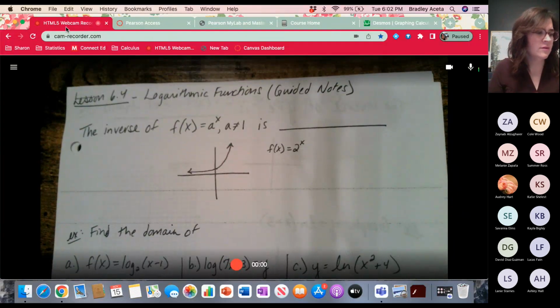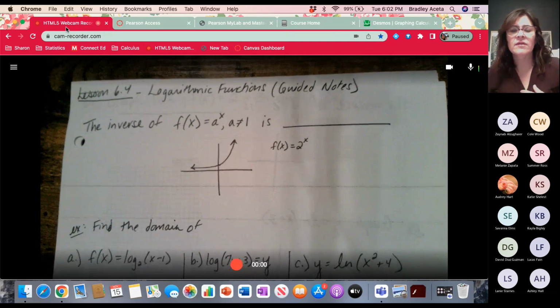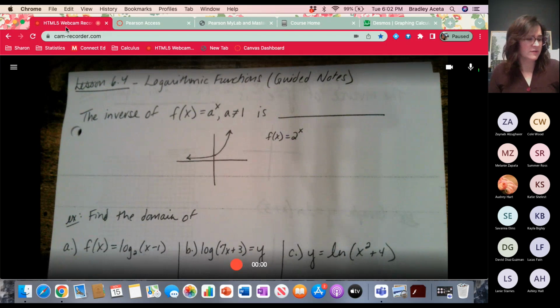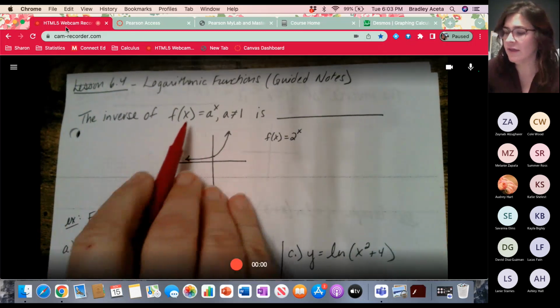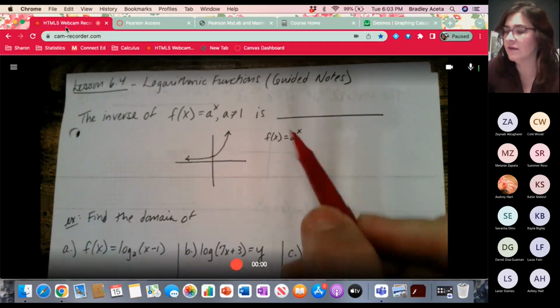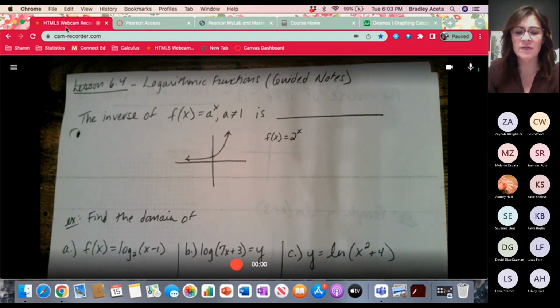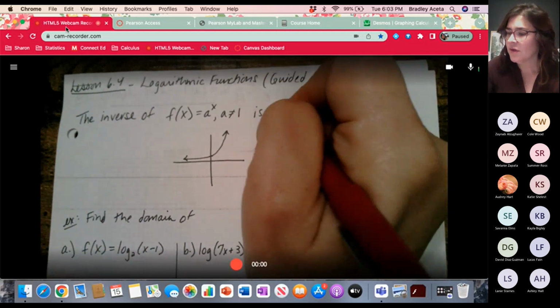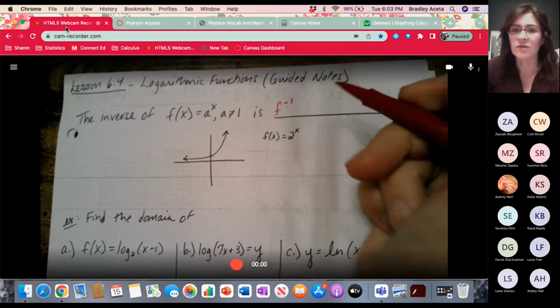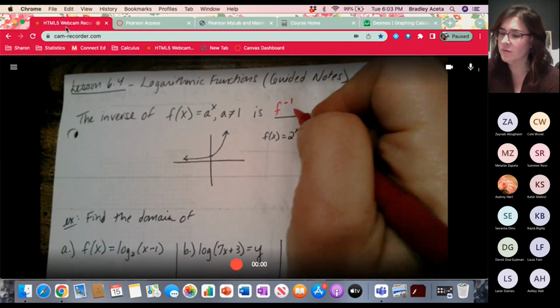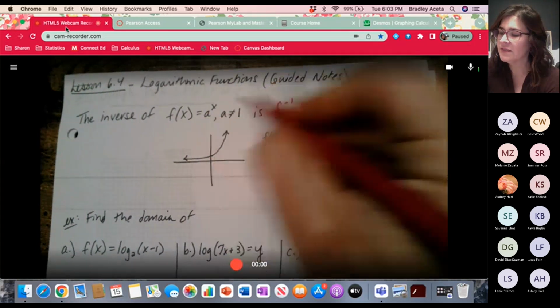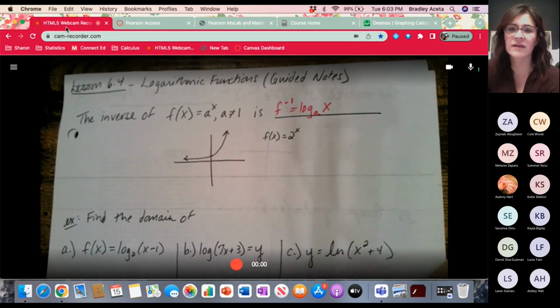All right, we are going to do some logarithmic functions, and we're going to talk about the inverse and domain, all that fun stuff that we keep talking about on everything. So the inverse of any exponential, so something like 2 to the x. Now we learned last week about the log, and that's what the inverse of an exponential is. The inverse of an exponential would be log, the base is a, of x.